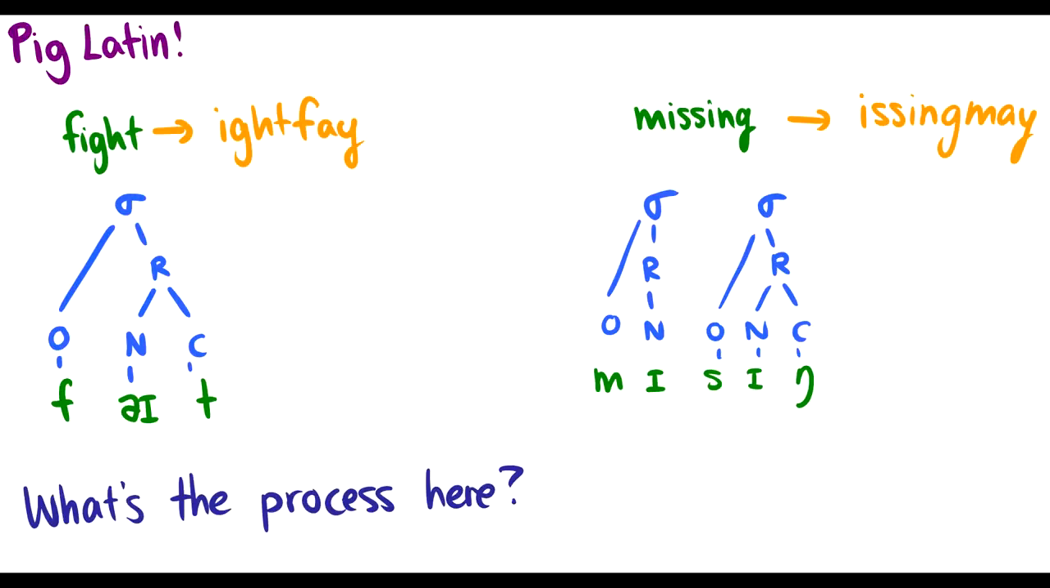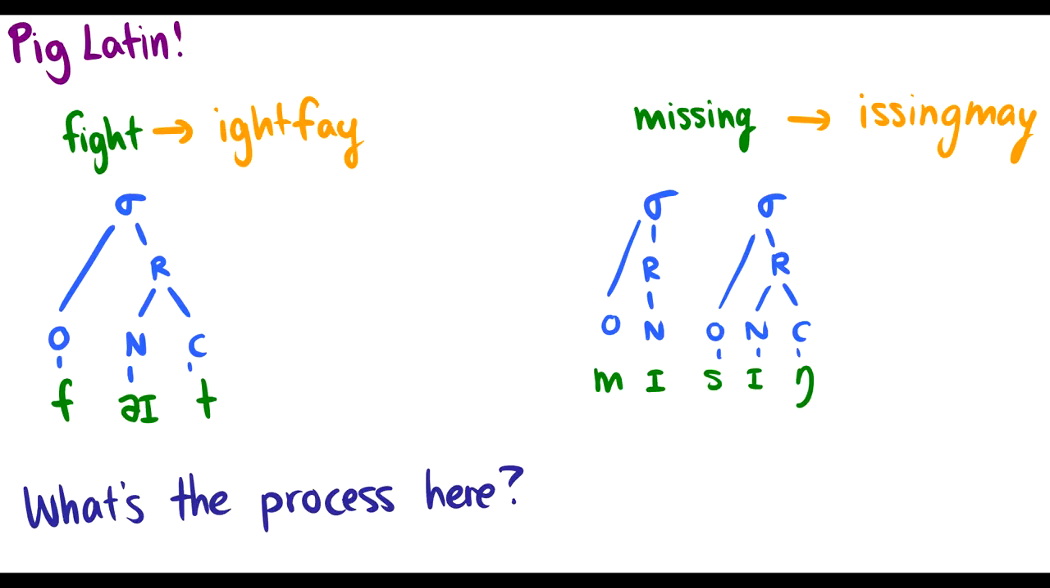Now let's take a look at the fun Pig Latin in English. Pig Latin occurs in English, as most people would tell you, when you take the first letter of the word, move it to the end of the word, and add a to the end. So fight becomes ite-fay. Missing becomes issing-may. But there's a little bit more to that.